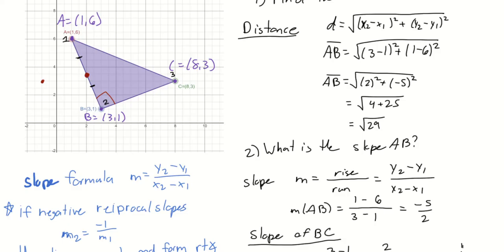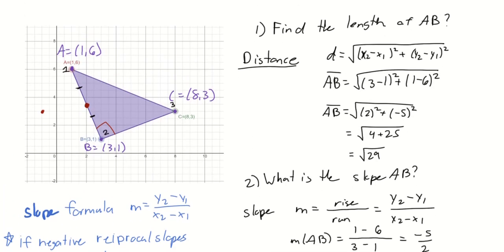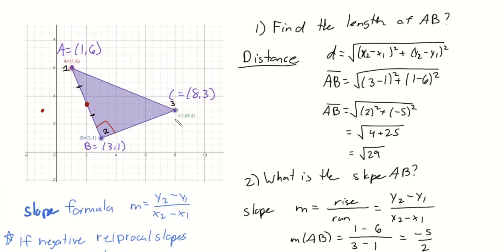And then Lily was so nice and was going to find us the distance of BC. Did you find it, Lily? What was it? Square root of 29. So if this is square root of 29, and this is the square root of 29, and I have a right angle, what type of triangle is this?